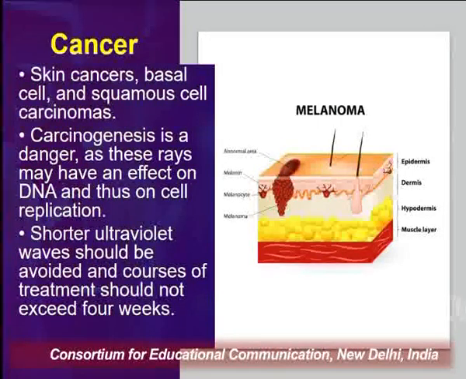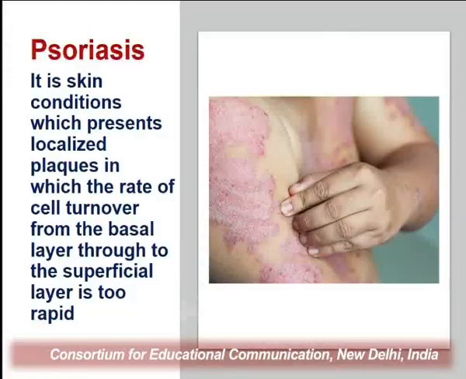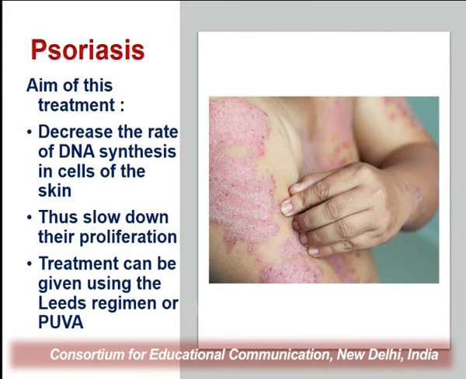Now we will see the therapeutic effects of UVR. So first one is psoriasis. It is a skin condition which presents localized plaque in which the rate of cell turnover from the basal layer through to the superficial layer is too rapid. So the aim of the treatment is to decrease the rate of DNA synthesis in the cells of the skin, thus slowing down their proliferation, and treatment can be given using the Leeds regime or PUVA.